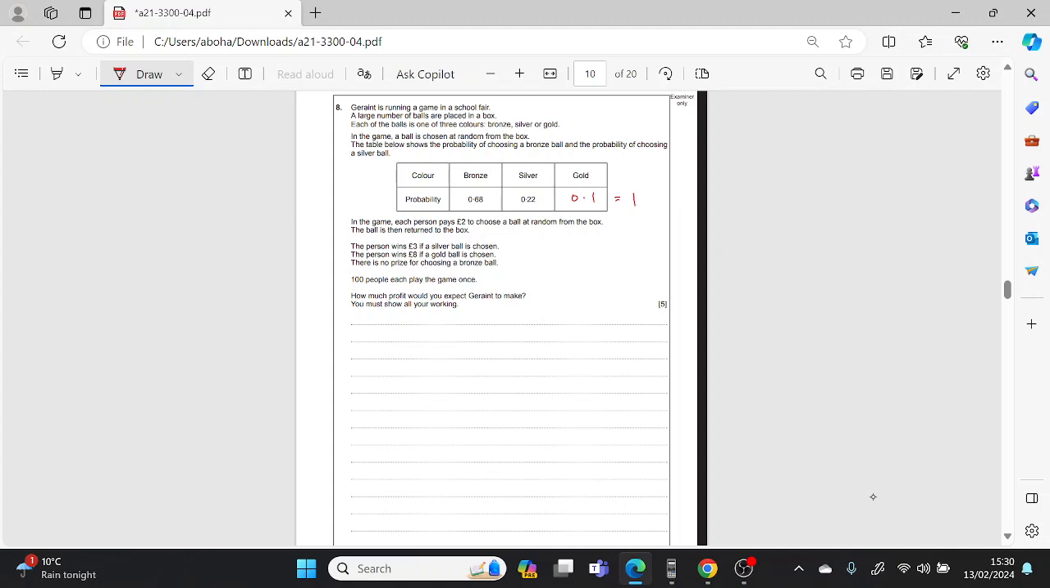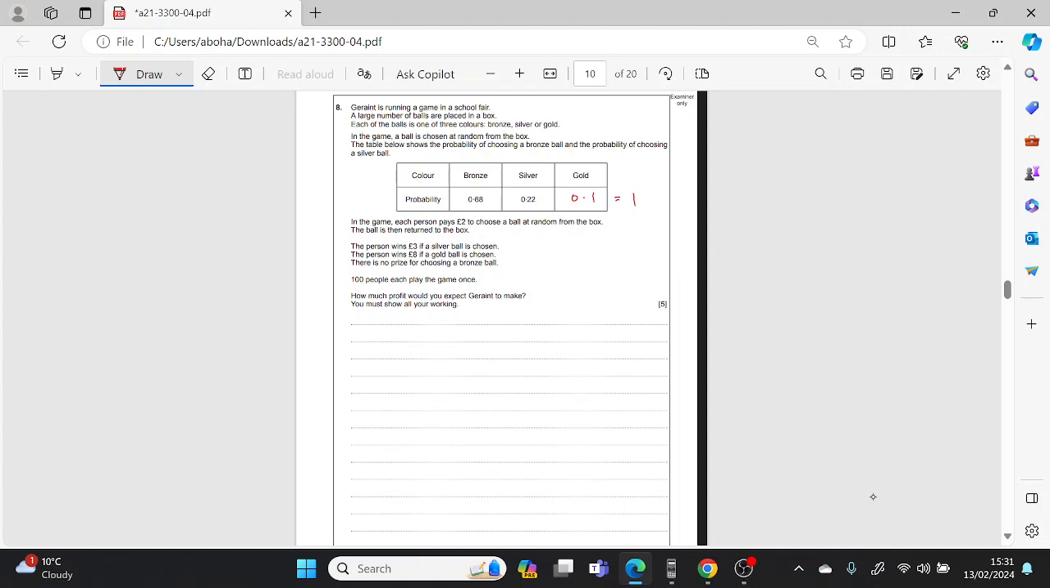So in the game, each person pays £2 to choose a ball. The ball is then returned to the box. If the person picks a silver ball, he wins £3. If the person chooses a gold ball, they win £8. There is no prize for choosing a bronze. So 100 people each play the game once. How much profit would you expect Geraint to make?